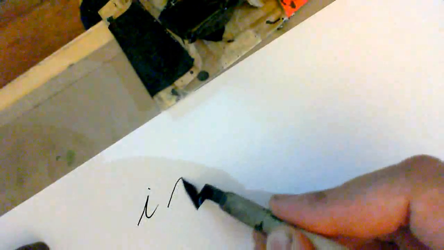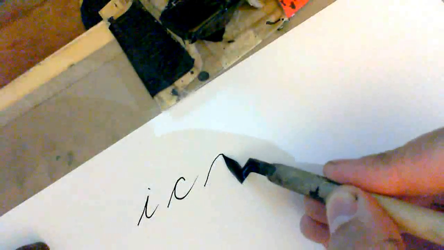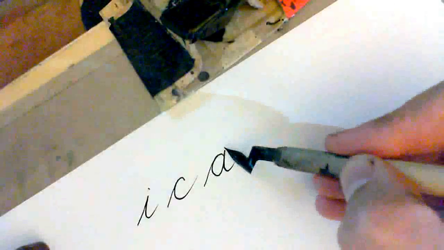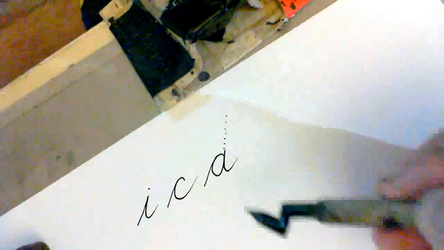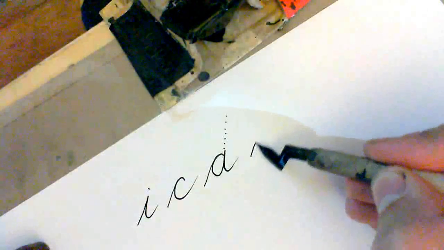Right? Let's do a C. Let's do an A. Now a D is simply an A with this stroke extended. Right? So it's like so.